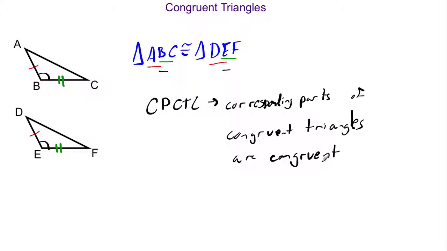So what that means is this: corresponding parts, just like corresponding angles, they're in the same position. If I know that triangle ABC is congruent to triangle DEF, then I know that side BC is congruent to side EF. Those are what we call corresponding parts because they're in the same location in each triangle. And because the triangles are congruent, those corresponding parts must also be congruent. So this is a very key concept here that we will use a lot when we look at proofs.